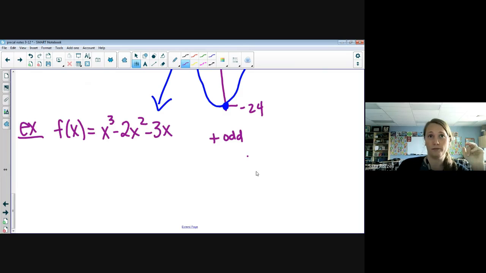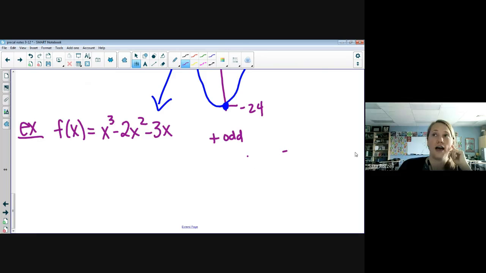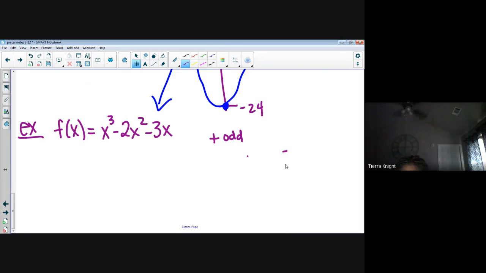Positive odd. It's the exact same one we just did. Same as last time, yes. So what's that going to be? He said it right the first time. No, that was from the last example. Probably it. That's okay.